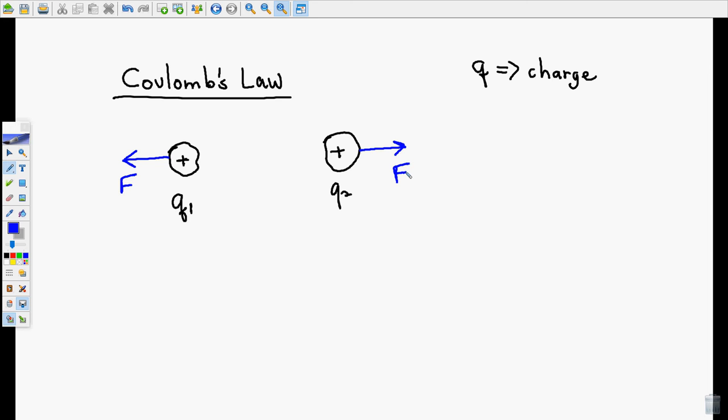And Coulomb realized that as well as knowing how much charge you have, Q1, and how much Q2 is, the other thing you need to know is the distance between the two. Sometimes this distance is called D, other times it's called R. You want to be comfortable whichever way that distance is denoted. I'm going to call it R.